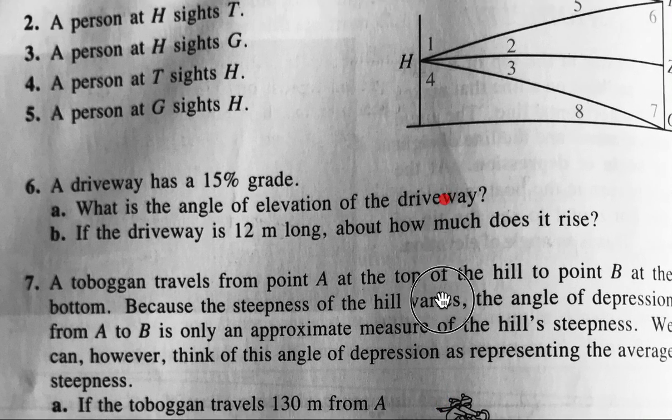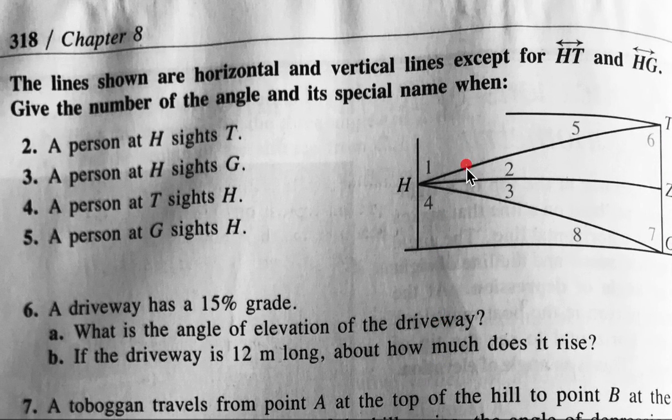Next page. Okay, now this is the one where you just have to tell whether they're angle of elevation or angle of depression. So let's try this one. A person at H sights T. Well, look at that, it's going uphill. So it's going to be the angle of elevation. These are easy.